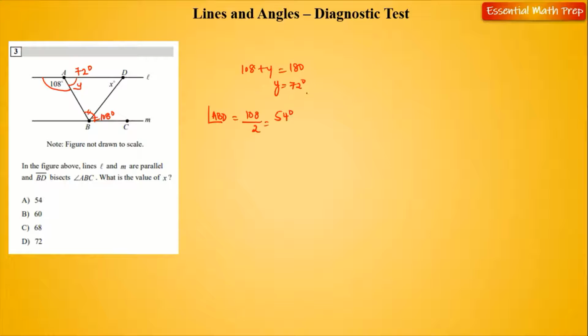Now, why did we determine Y in the first place? So we can use the theorem, sum of the internal angles of a triangle equals 180. So 72 plus 54 plus X equals 180, right? So what is X? I believe it's 54. 180 minus 54 minus 72 is 54.